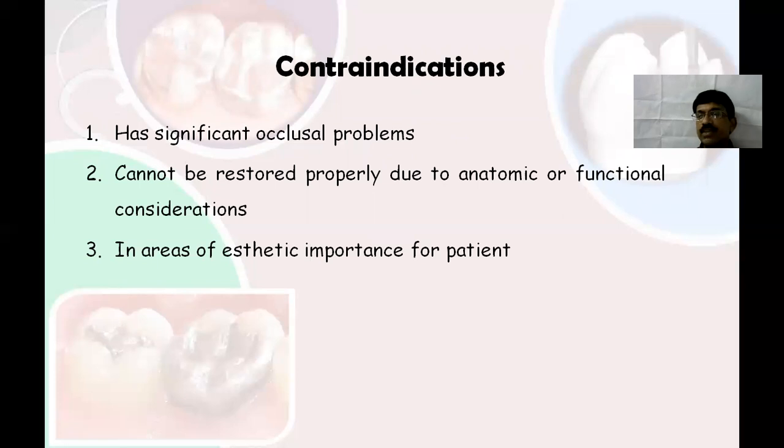So the first one is when there are significant occlusal problems, we can't go for complex amalgam. That is the first contraindication. Second is when the tooth cannot be properly restored due to anatomical or functional considerations, then also it is contraindicated. The third contraindication is in areas of aesthetic importance for the patient. So in those teeth which are visible outside the mouth when the patient smiles or talks, that is the aesthetic importance to the patient, in such cases also we have to avoid giving complex amalgam restorations.